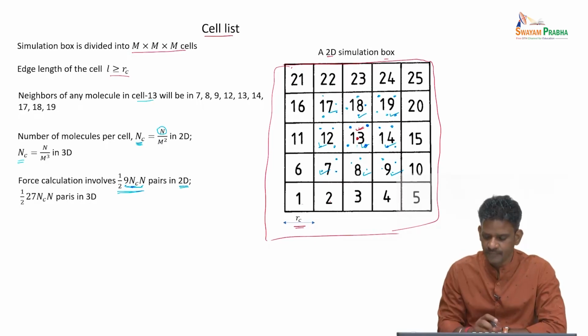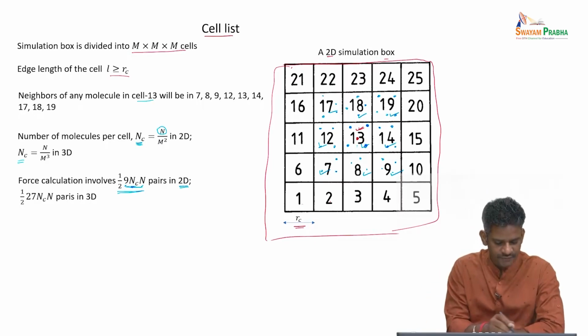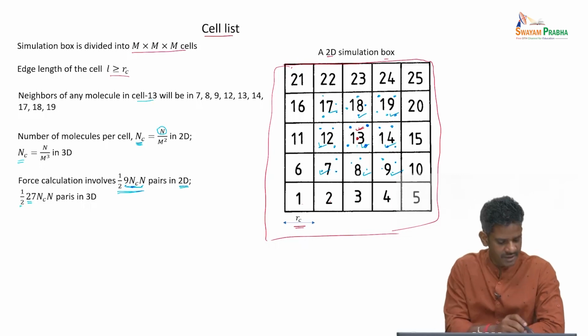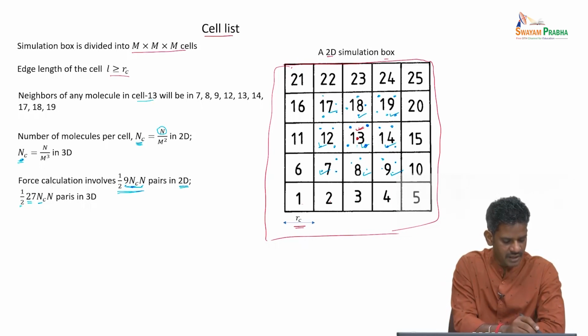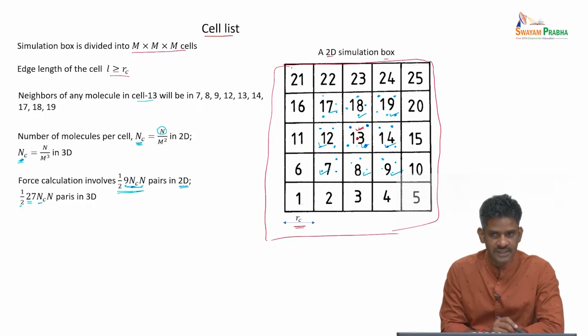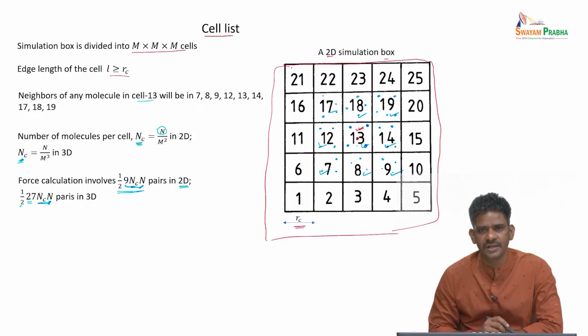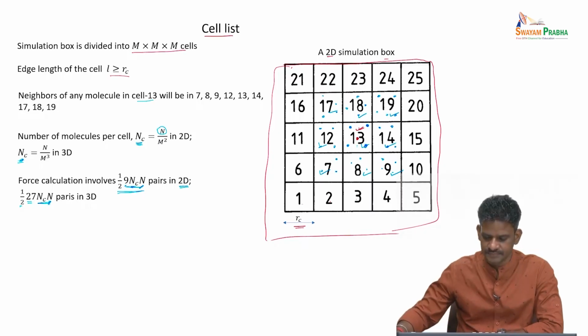In the case of a 3-dimensional box, the number of neighboring cells would be 27, and the half is to avoid double counting. NC is the average number of particles in a given cell, and then you multiply by the total number of particles. So you are going to have an order of NC times N. So the calculation of force has come from N square to an order of N. That is a good saving in the calculation of MD simulations.